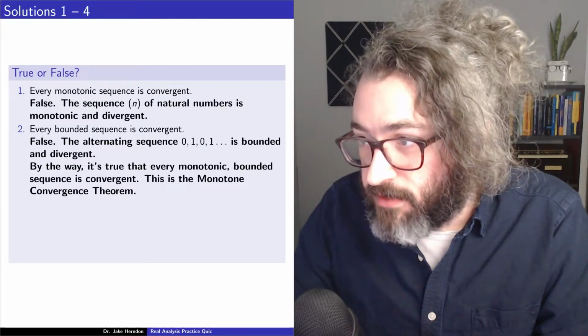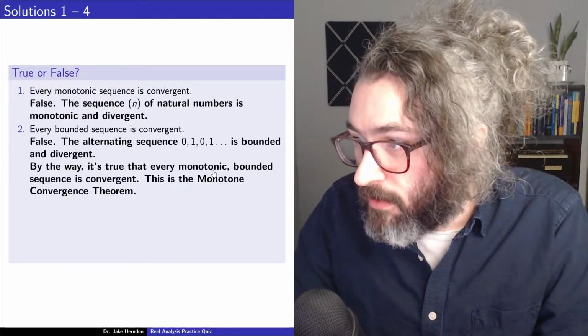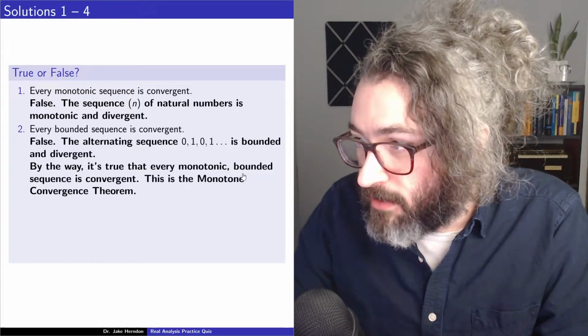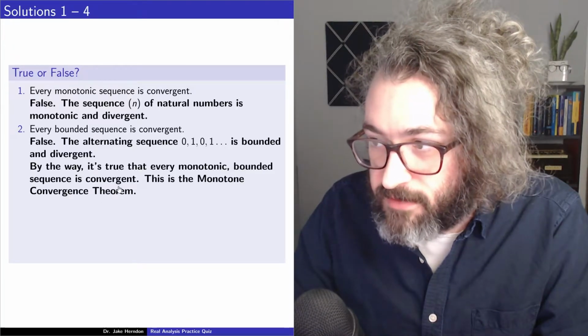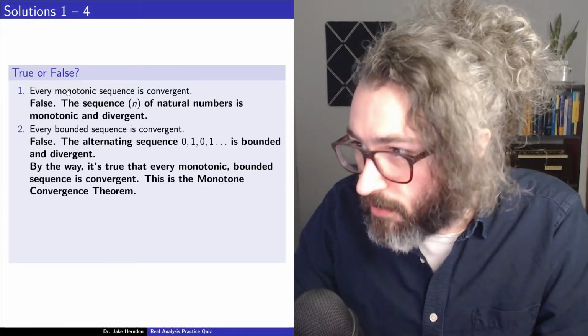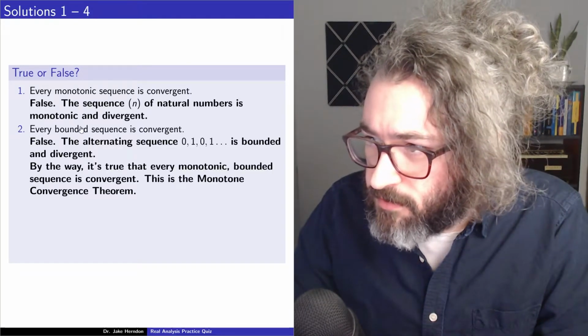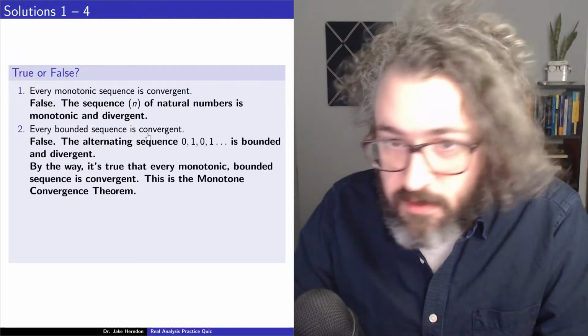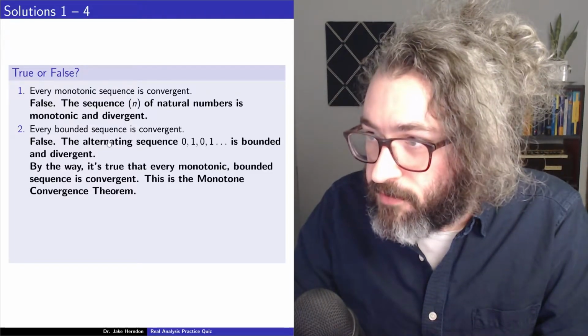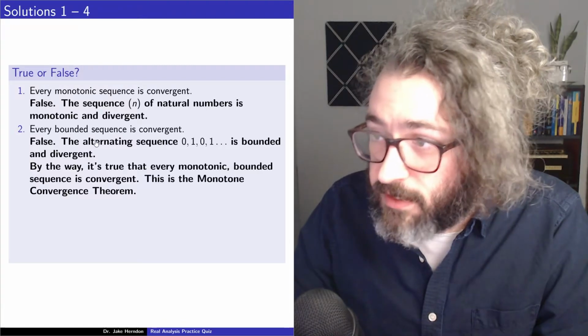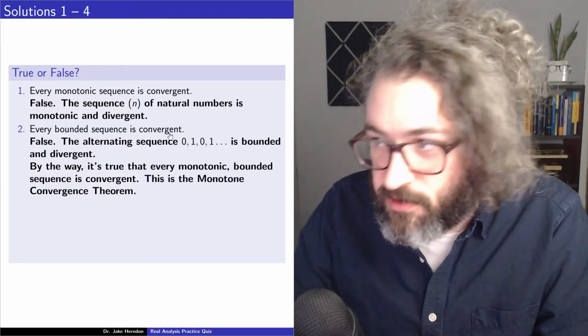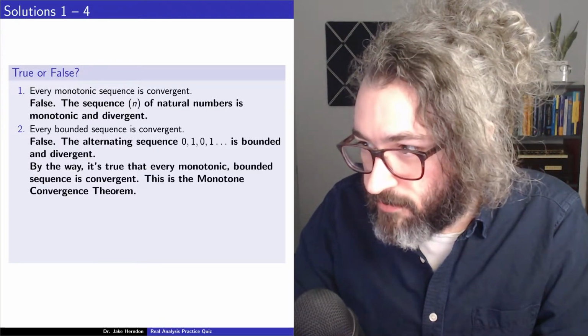But here's something that is true. If you have a sequence that's monotonic and bounded, then that sequence has to be convergent. So monotonic by itself, that's not enough to get convergence. Bounded by itself, that's not enough to get convergence. But if you're monotonic and bounded, then you have to be convergent. So that's called the monotone convergence theorem.